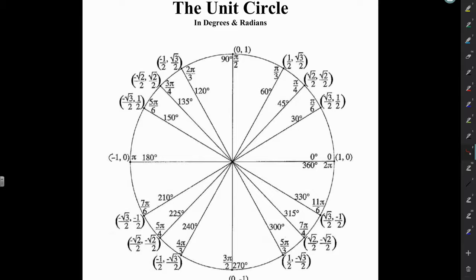So this copy of the unit circle is the one that you want to keep handy, and it's the one that you're going to use to reference from this point on.